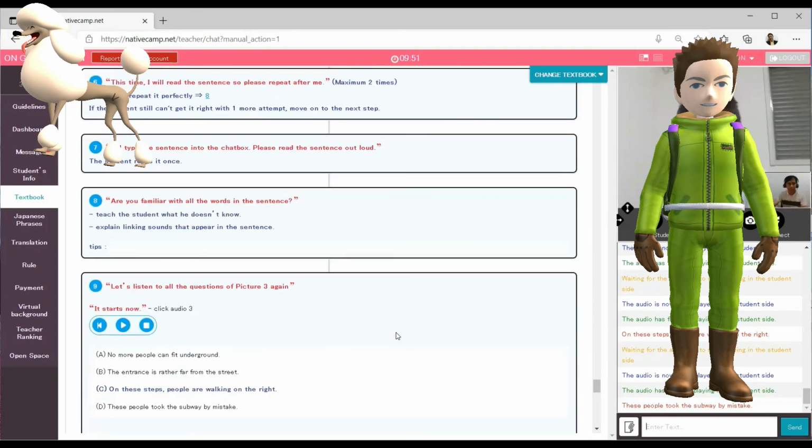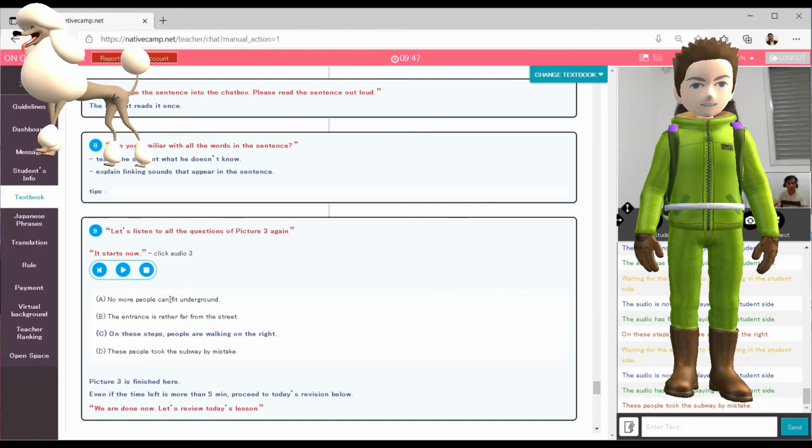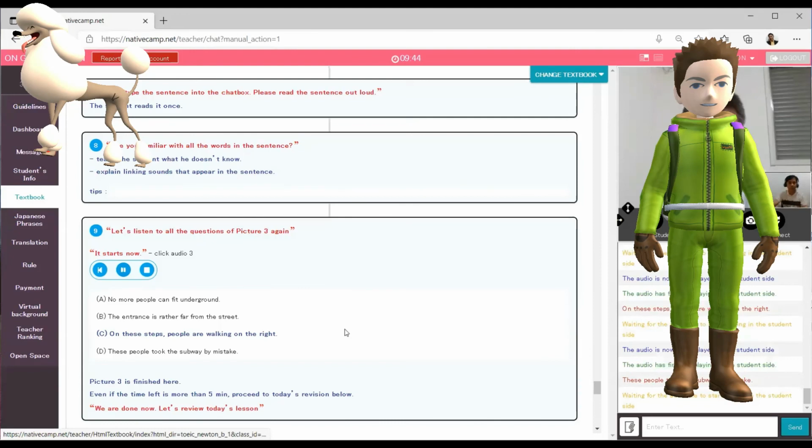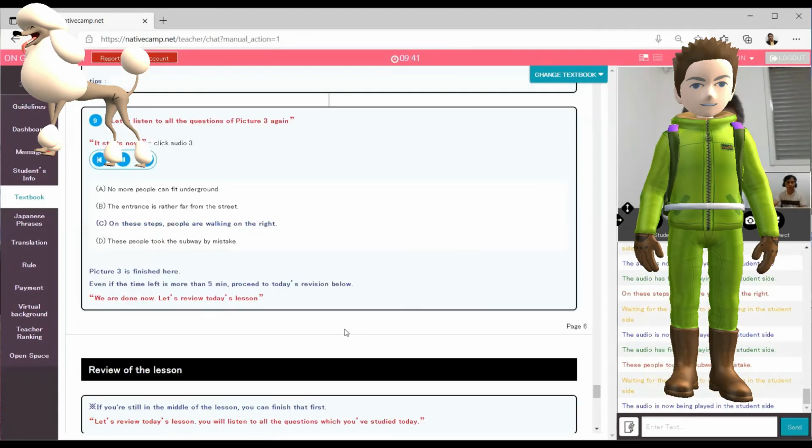Yes. Okay, all right, so now let's listen again to all the questions of picture 3. Here we go. Look at the picture on your screen. A. No more people can fit underground. B. The entrance is rather far from the street. C. On these steps, people are walking on the right. D. These people took the subway by mistake.